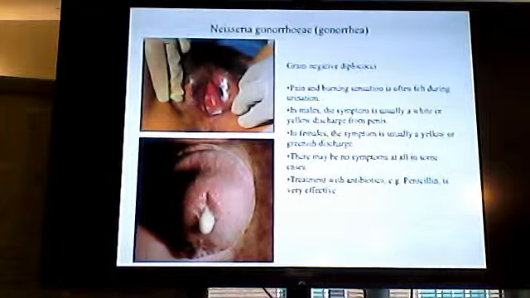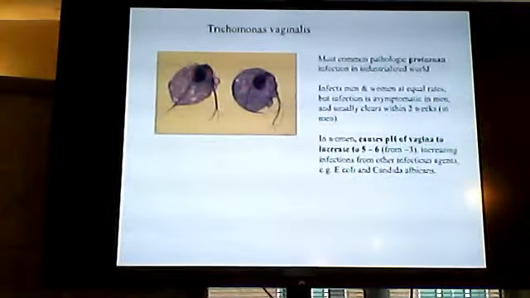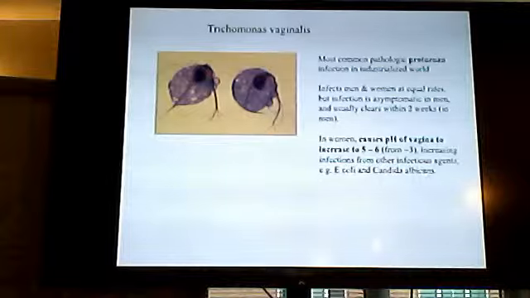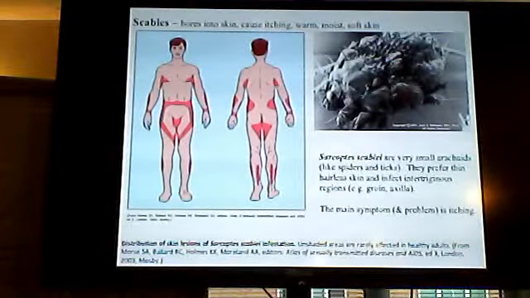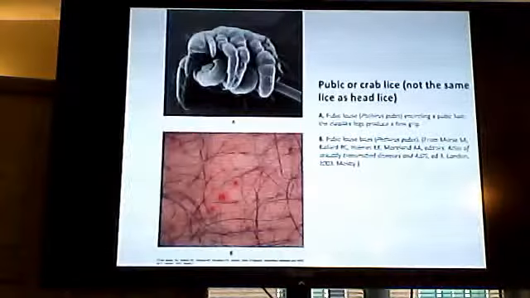Neisseria gonorrhoeae causes gonorrhea, and then Trichomonas vaginalis is caused by a protozoan, which makes the pH of the vagina more friendly. It's more basic, so that bacteria that could not get in before now have a higher chance of infection. Scabies cause itching in moist locations. Pubic or crab lice are not the same as head lice.